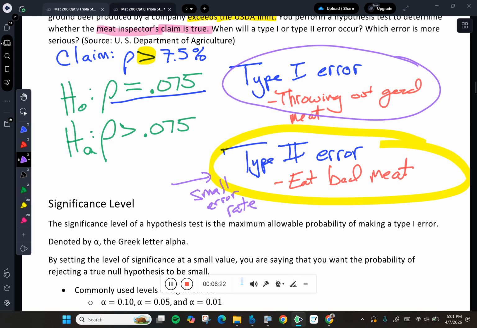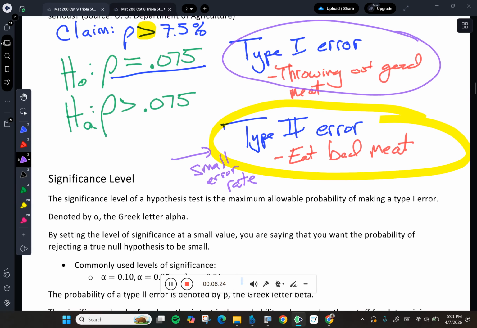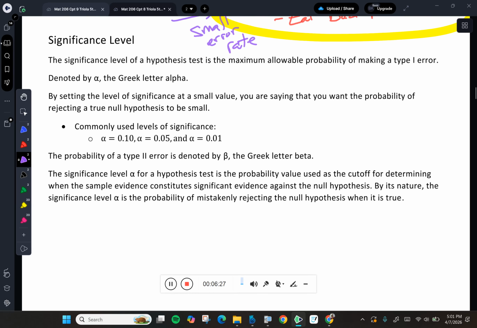You have to look at it claim by claim by claim. All right, the significance level of your test. The significance level of a hypothesis test is the maximum allowable probability for a type 1 error. Almost always denoted by the Greek letter alpha.